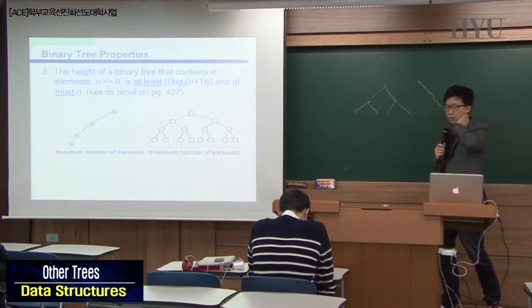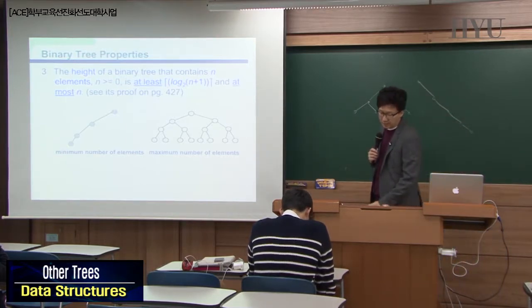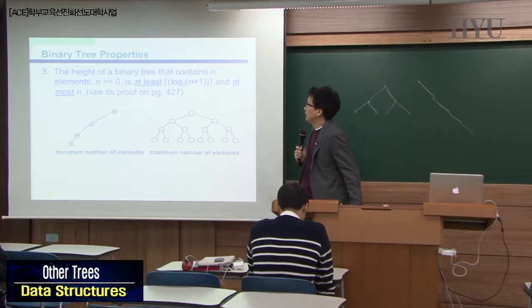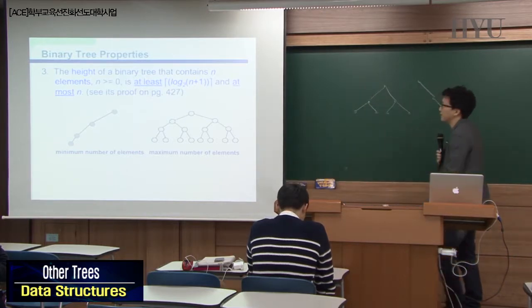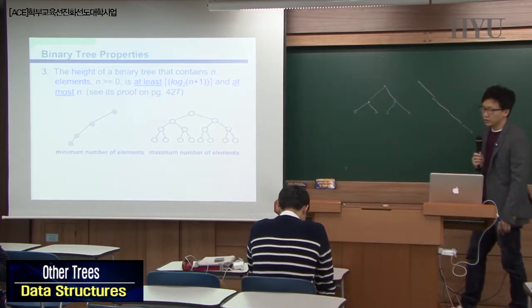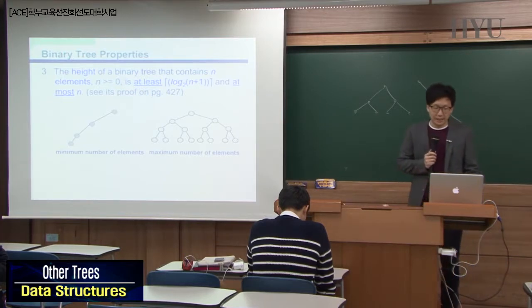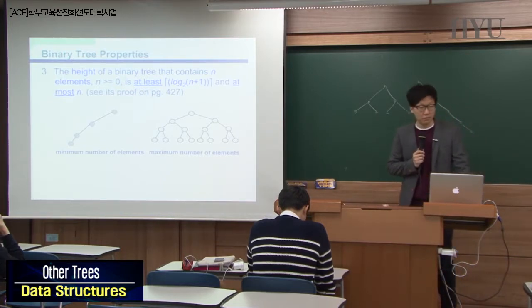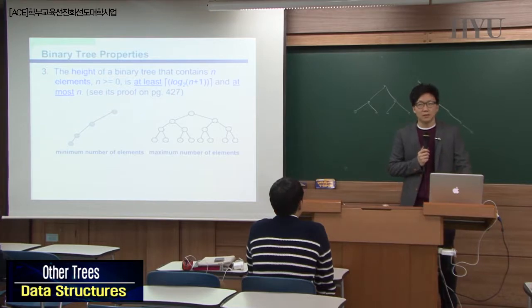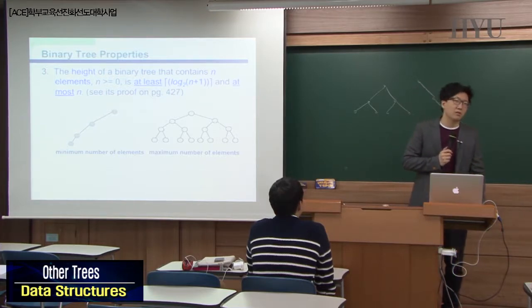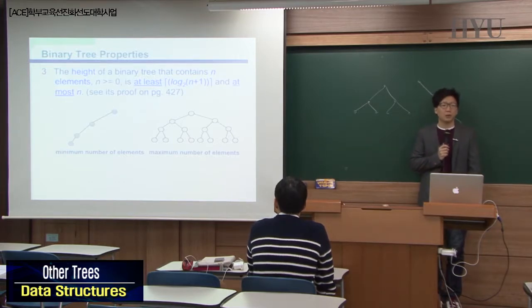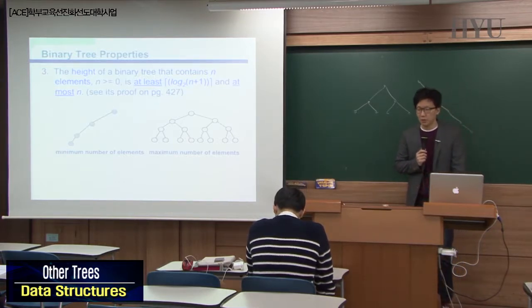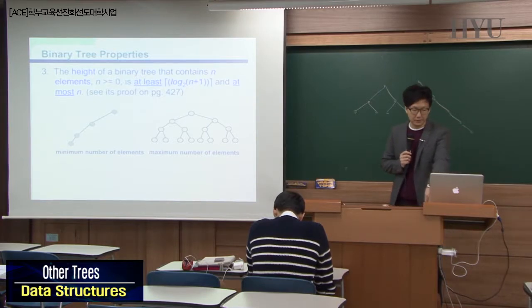Likewise, the height of a binary tree that contains n elements, n greater than 0, is at least log n plus 1, and at most n. See proof. It's the same case, those two cases combined. I don't want to go into this. We discussed it well enough last time. So these three properties, it's reasonable for me to ask you in the exam, or even the proof. Okay? So do take a look at these properties in your textbook.